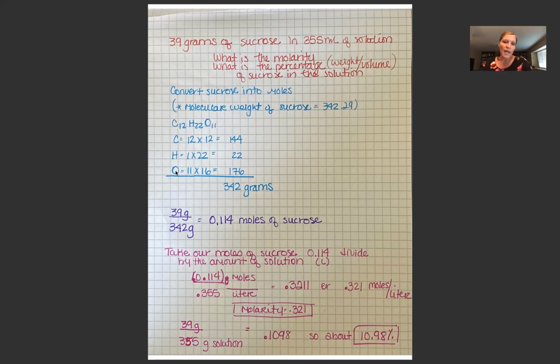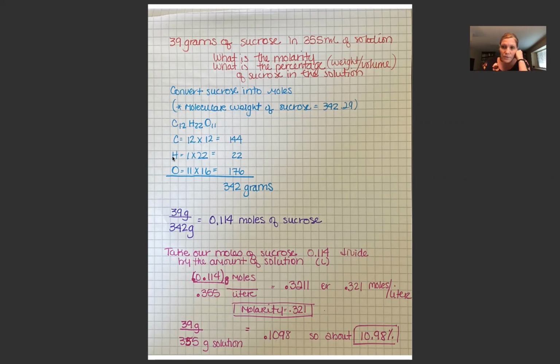We have to look at the periodic table to find out what the molecular weight is for each one of those, and then multiply it by the number of atoms that we have. So for C, for carbon, we have 12 atoms up here in our formula for sucrose. And if you look on the periodic table, carbon's atomic weight is about 12. So we're going to take 12 carbon atoms and multiply it by its weight, which gives us 144.